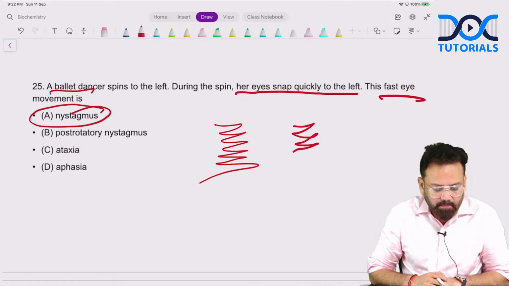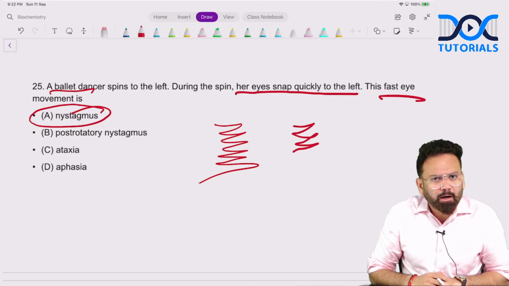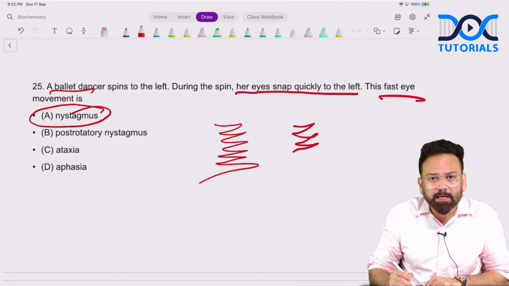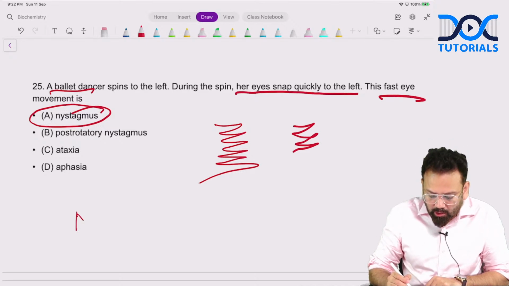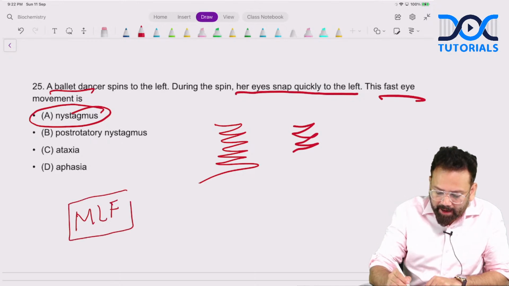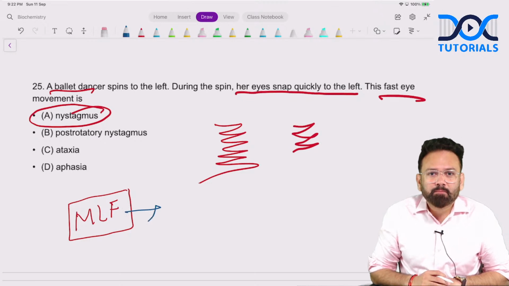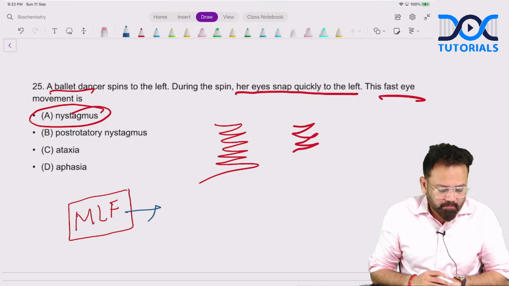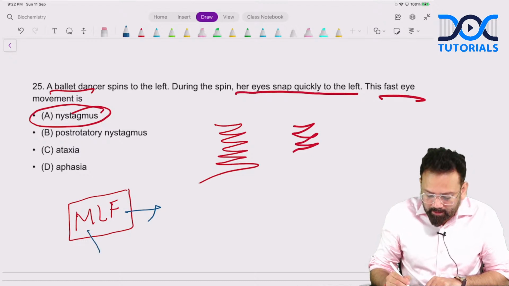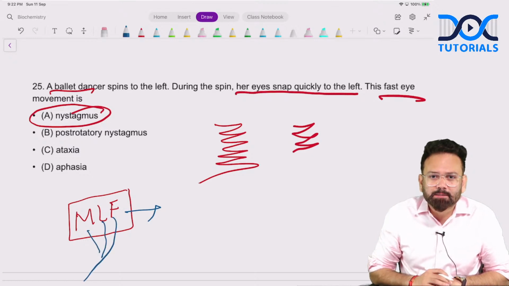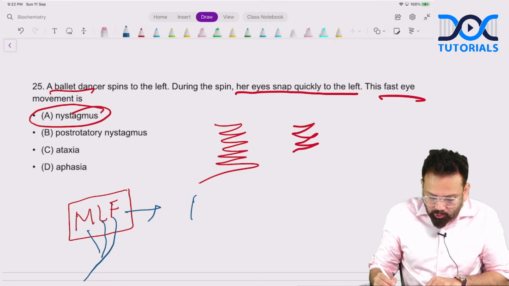The jerky movement of the eye is called nystagmus. In which condition do you get pathological nystagmus? If there is a lesion of the MLF. What is MLF? You must be familiar with MLF. Some people are fans of this tract. Medial longitudinal fasciculus. It will cause pathological nystagmus.